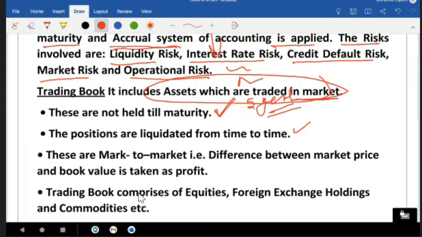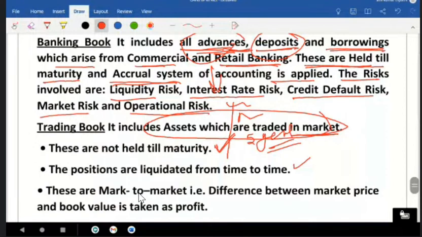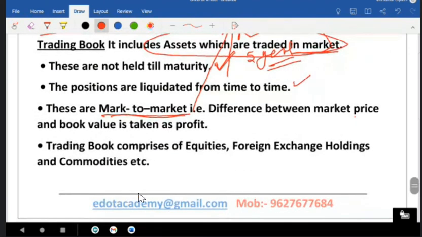Whereas if you see the difference here, banking book, we don't take mark to market, because from there we get the same rate of interest either in deposits or in advances. If you advance, we take the same rate of interest, and on deposits the same rate of interest, until a revision of interest is there. Daily we don't revise the rate of interest, or consider mark to market. So in the trading book, mark to market, the difference between market price and book value is taken as a profit. And trading book comprises equity, foreign exchange, holding and commodities. So you can see what is the difference between trading book and banking book.